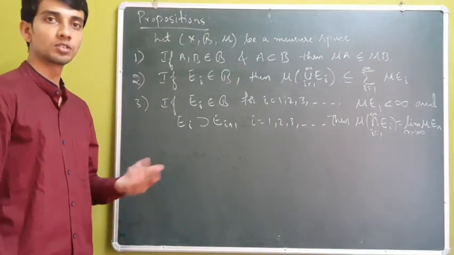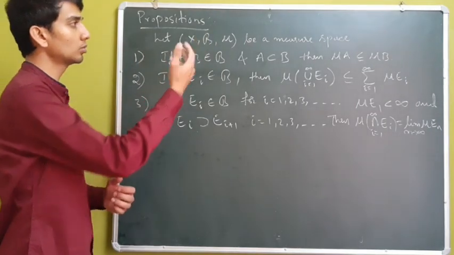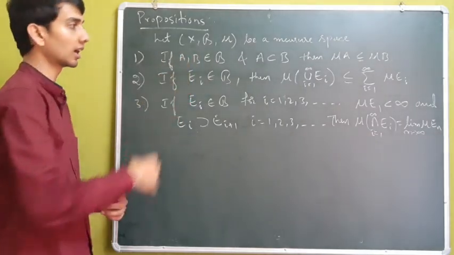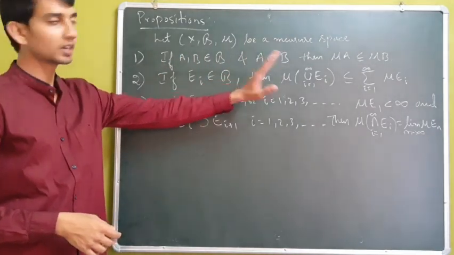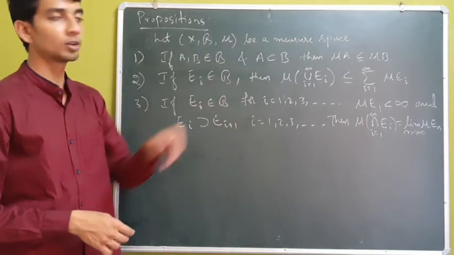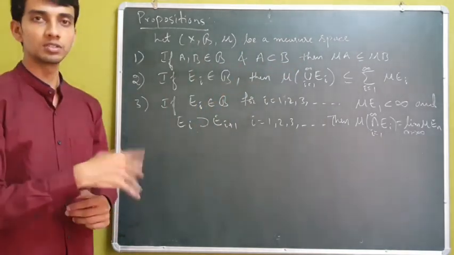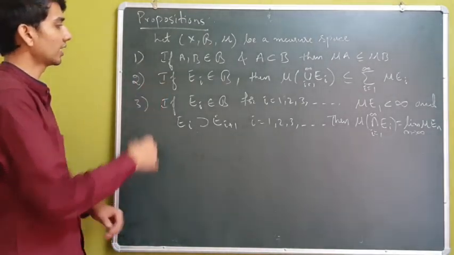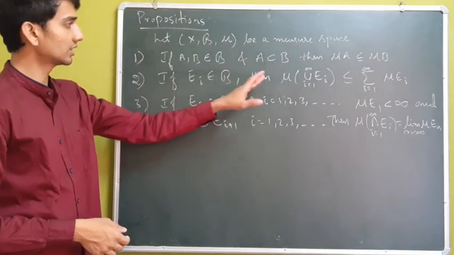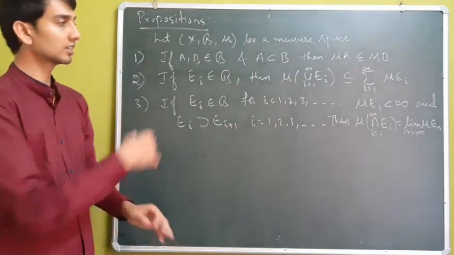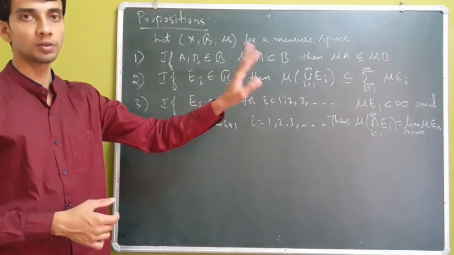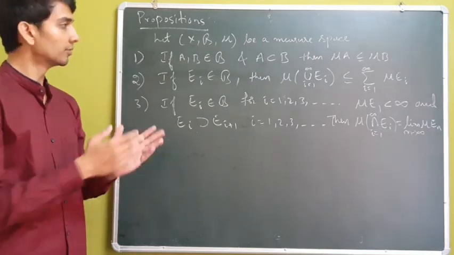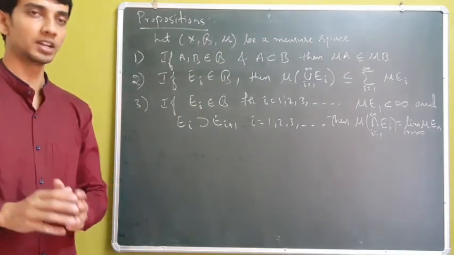We have three propositions to follow. If (X, B, mu) is a measure space, then if A and B are two sets in the collection such that A is a subset of B, then mu of A is less than or equal to mu of B, which we have seen as the monotonicity property for a normal measure. Next, if E_i are in the collection, then mu of the union of E_i is less than or equal to the summation of mu of E_i. This is the countable subadditivity of a measure, so mu is countably subadditive.